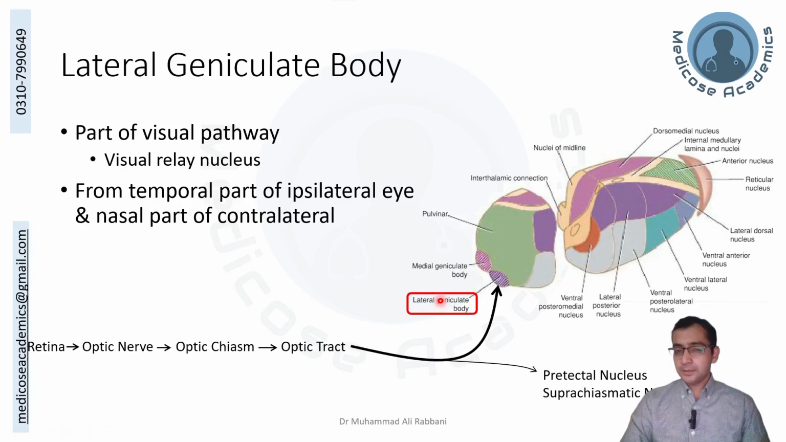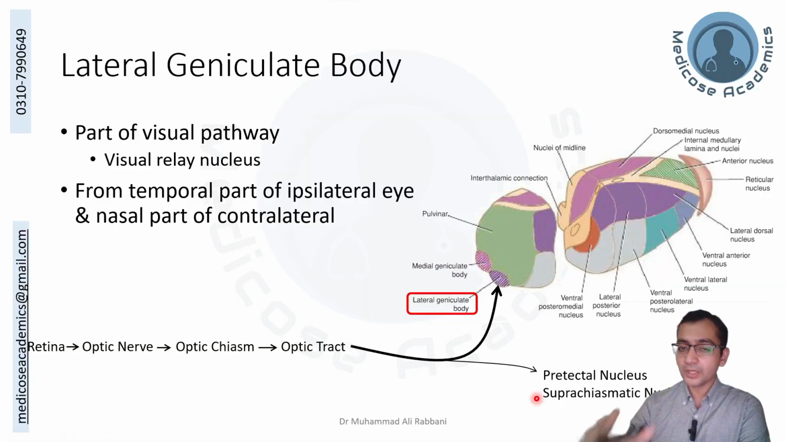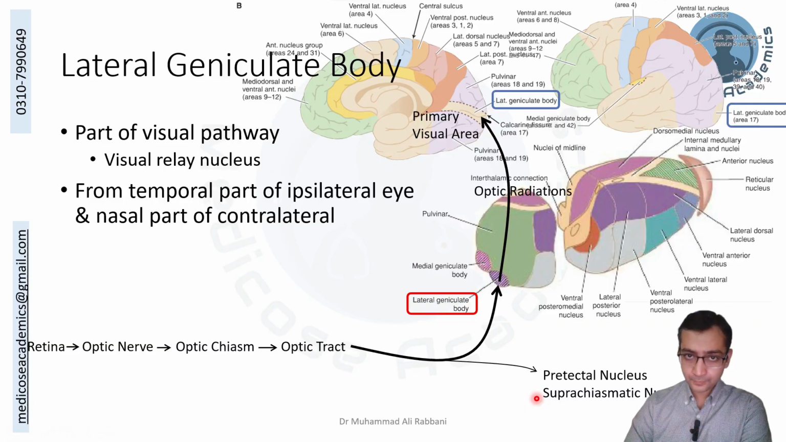Yes, there are some fibers that exit the optic tract to go to the reflexes, for the pretectal nucleus and for the suprachiasmatic nucleus. The pretectal nuclei are for the reflexes. The suprachiasmatic ones are the ones that help in the circadian rhythm. And optic upward, they will go to the optic radiations to the primary visual area.